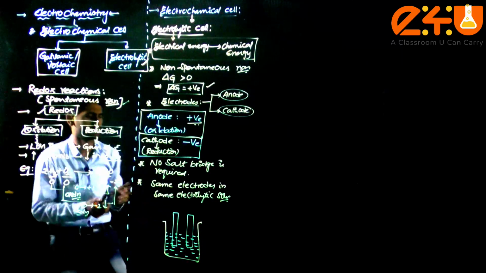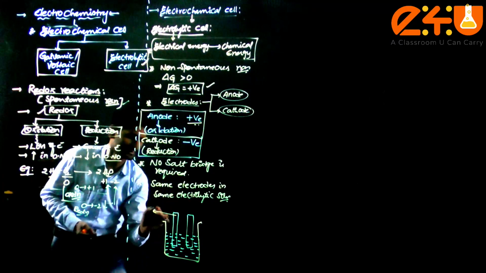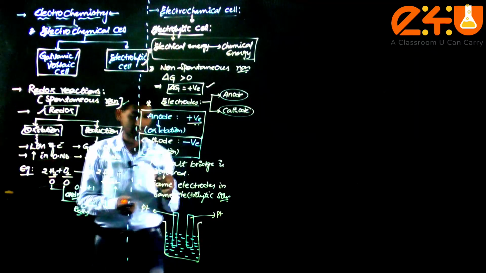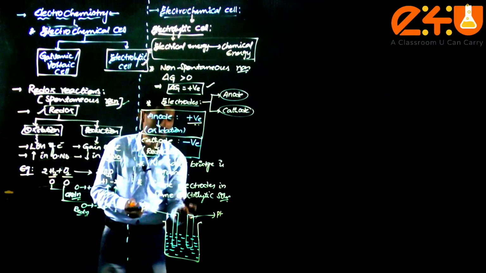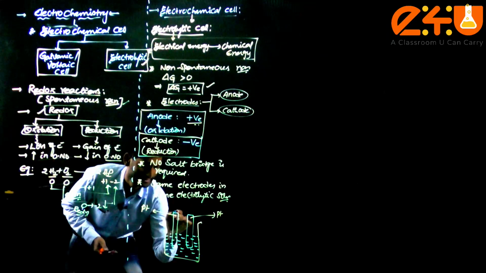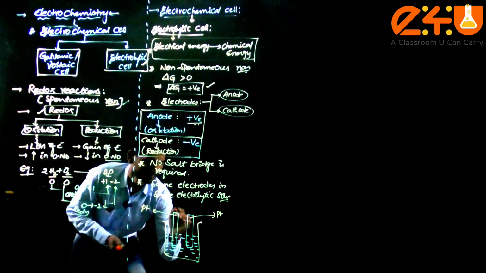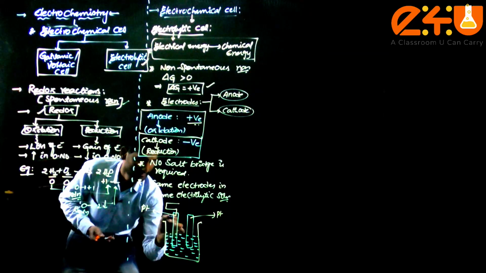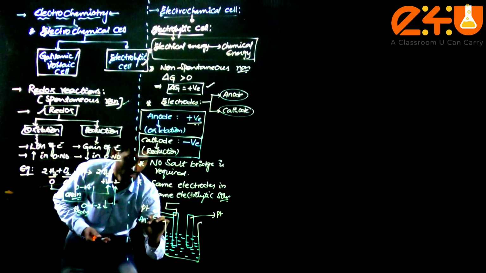I am taking here inert electrodes. I can consider this is a platinum electrode. Here also, platinum electrodes I am taking. Then the two electrodes, one of them acts as a different type of electrode. Now I can connect, and I can consider this is the anode.